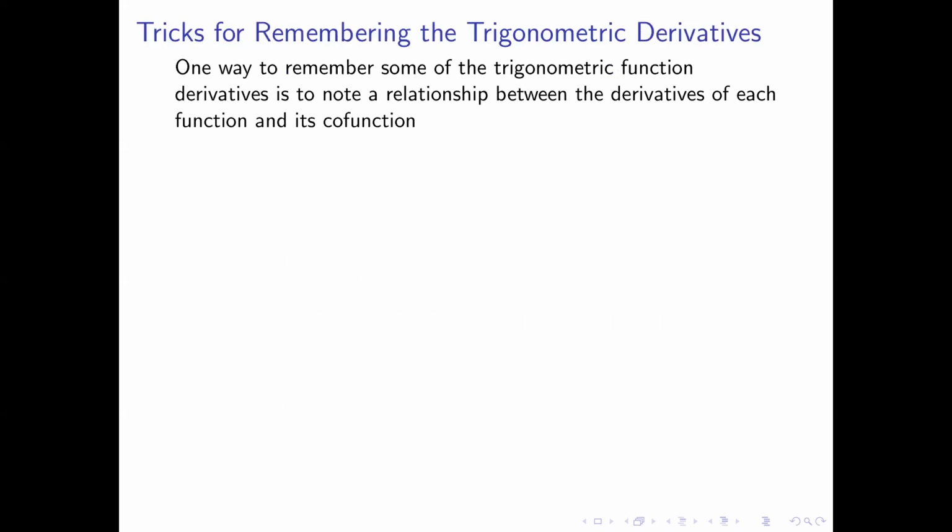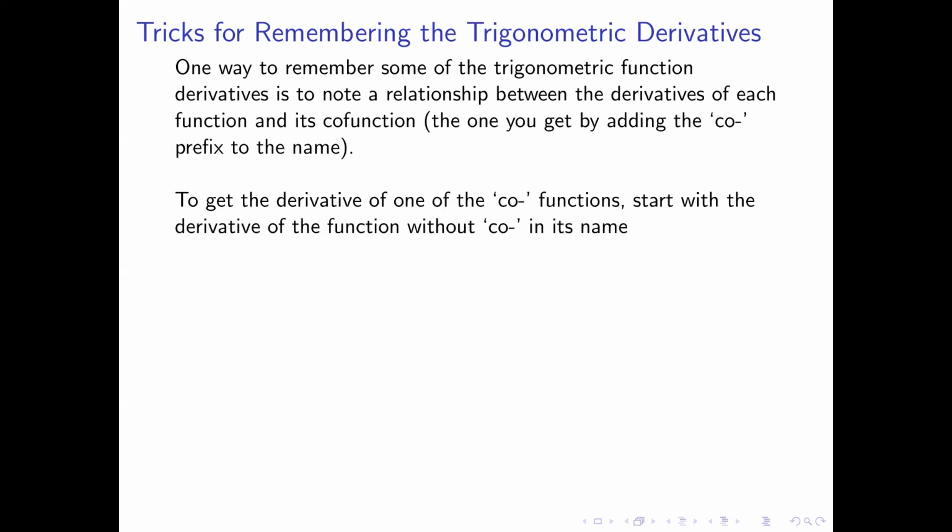The key here is to observe a certain relationship between each trigonometric function's derivative and the derivative of what's called its co-function. The co-function of a given trigonometric function is the one you get by putting on the co-prefix. So for example, the sine and the cosine function are co-functions. So let's say you want the derivative of one of the 3 functions whose name begins with co. Start with the derivative of the function that doesn't have co in its name. So for example, if you want the derivative of the cotangent function, start with the tangent function.